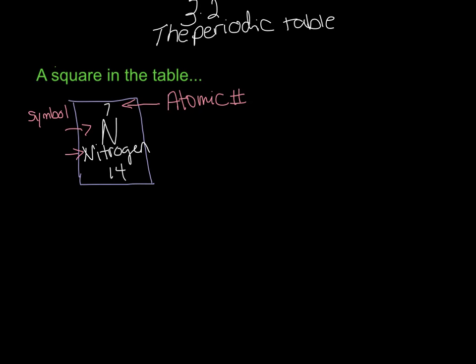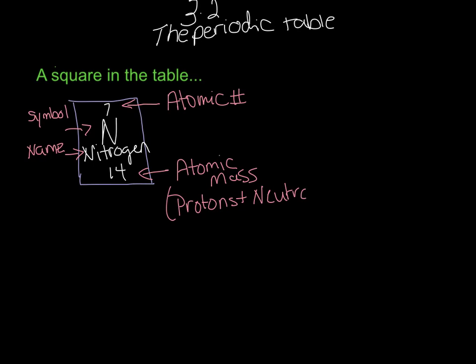Nitrogen is the chemical name. And 14 is the mass of the nucleus. It's considered the atomic mass. And so this is the weight of the protons plus the neutrons. And the atomic number is just the number of protons. But since protons equal electrons, the positives equal the negatives, it also tells us the number of electrons.